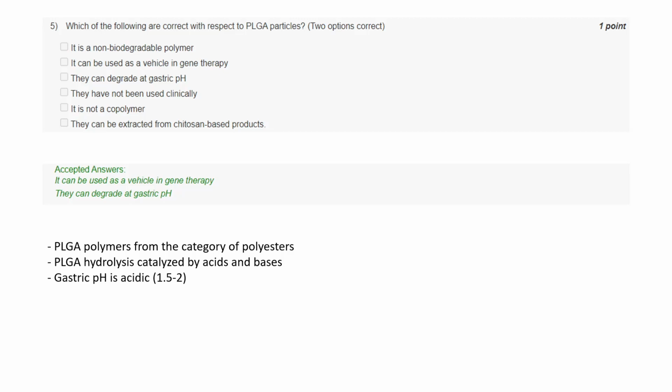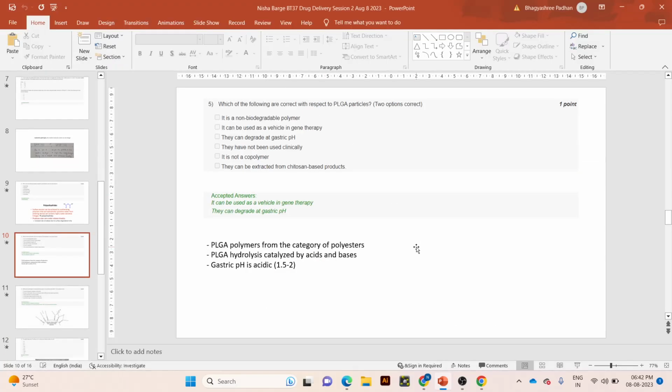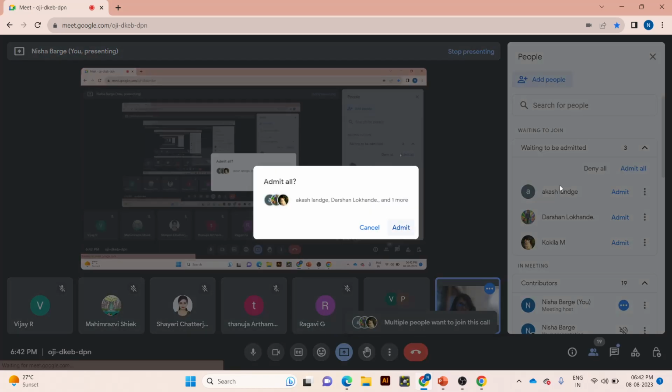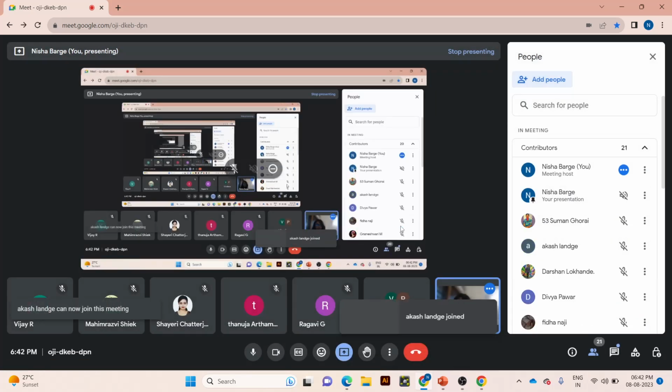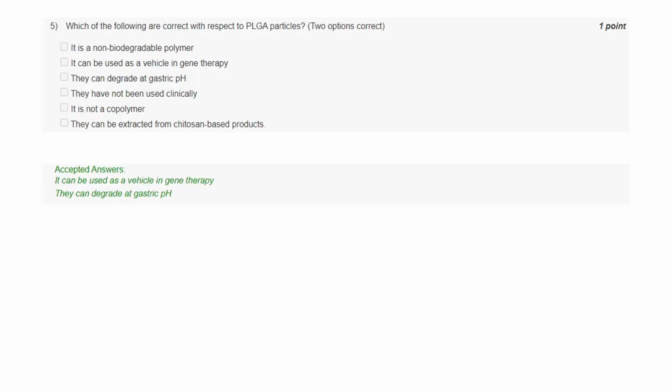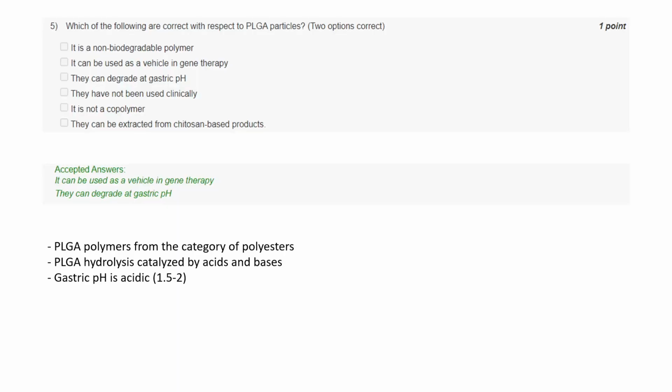Are the options clear? Does anybody have any confusion in this? Any doubt in this? No questions, no doubts until here. Shall we go ahead? Yes, ma'am.